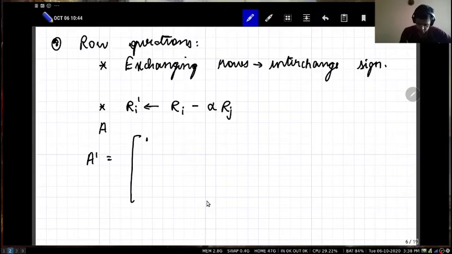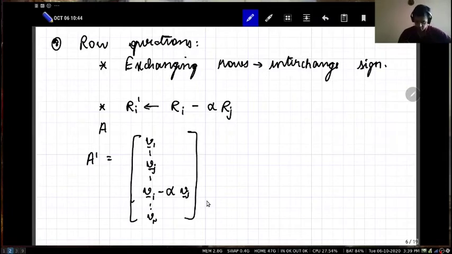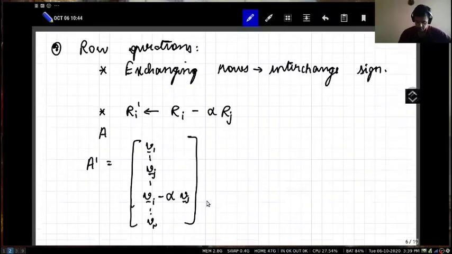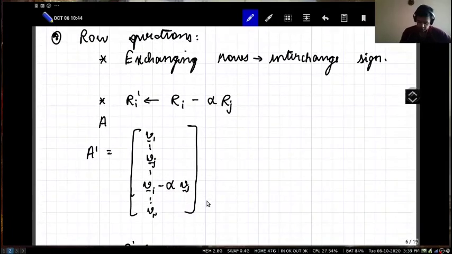which is V1 prime, V2 prime up to Vn prime. But what is that equal to? If A is V1, V2 up to Vn, then all other rows are identical except the ith row, which is Vi minus alpha times Vj, and the rest of them are the same, right?